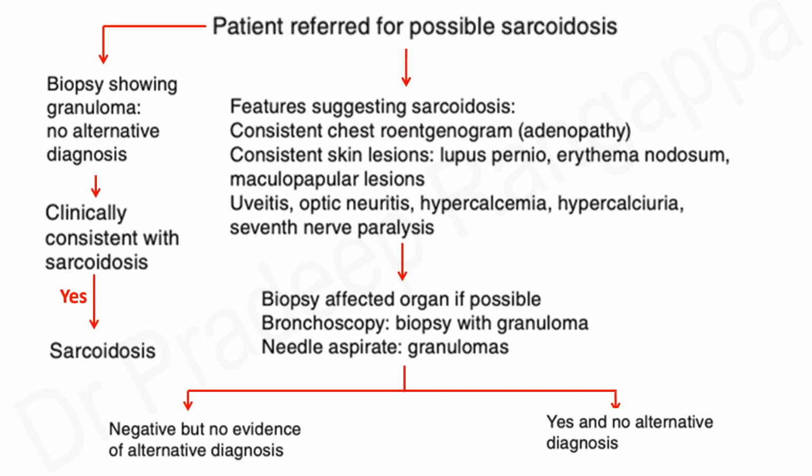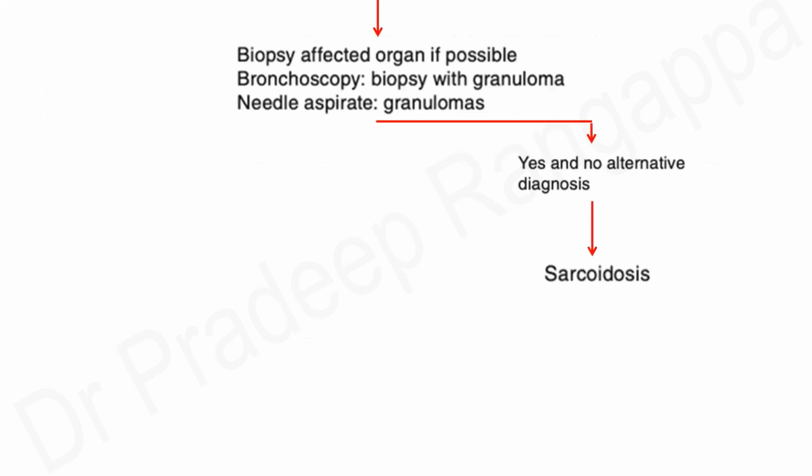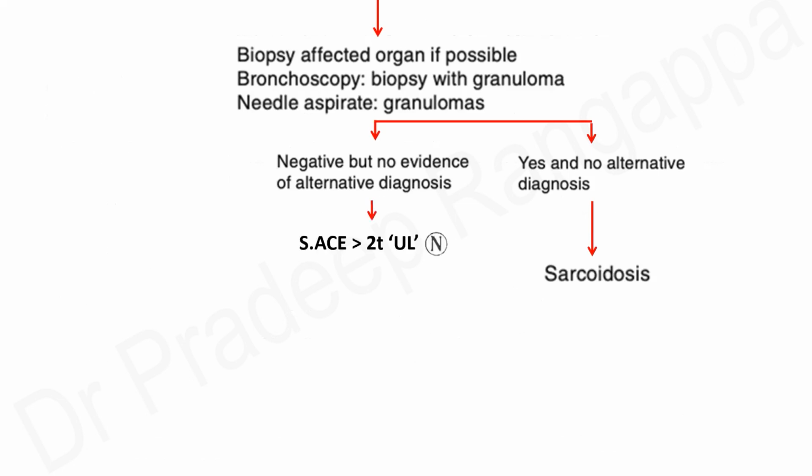If the biopsy does not show, if it is negative, then the question remains as to what we should be doing. So if the biopsy is negative but there is no evidence of an alternate diagnosis, then you have to do serum ACE levels. As I said, our ACE levels were high. So serum ACE levels more than 2 times the upper limit of normal, and bronchoalveolar lavage showing an increase in lymphocytes more than 2 times the upper limit of normal.